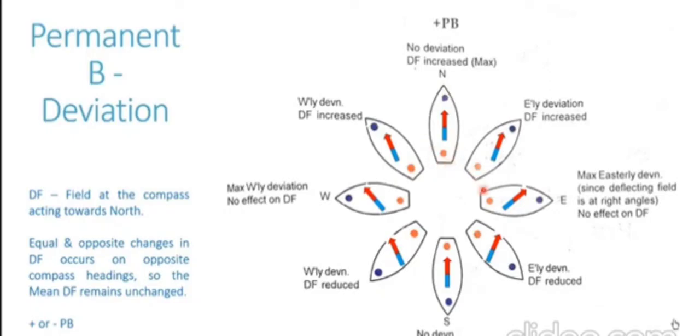When the ship goes on easterly heading, the red and blue poles of the ship are neither north of the compass nor south of the compass. They are exactly east-west of the compass. Being east-west of the compass, they do not have any effect on the directive force.